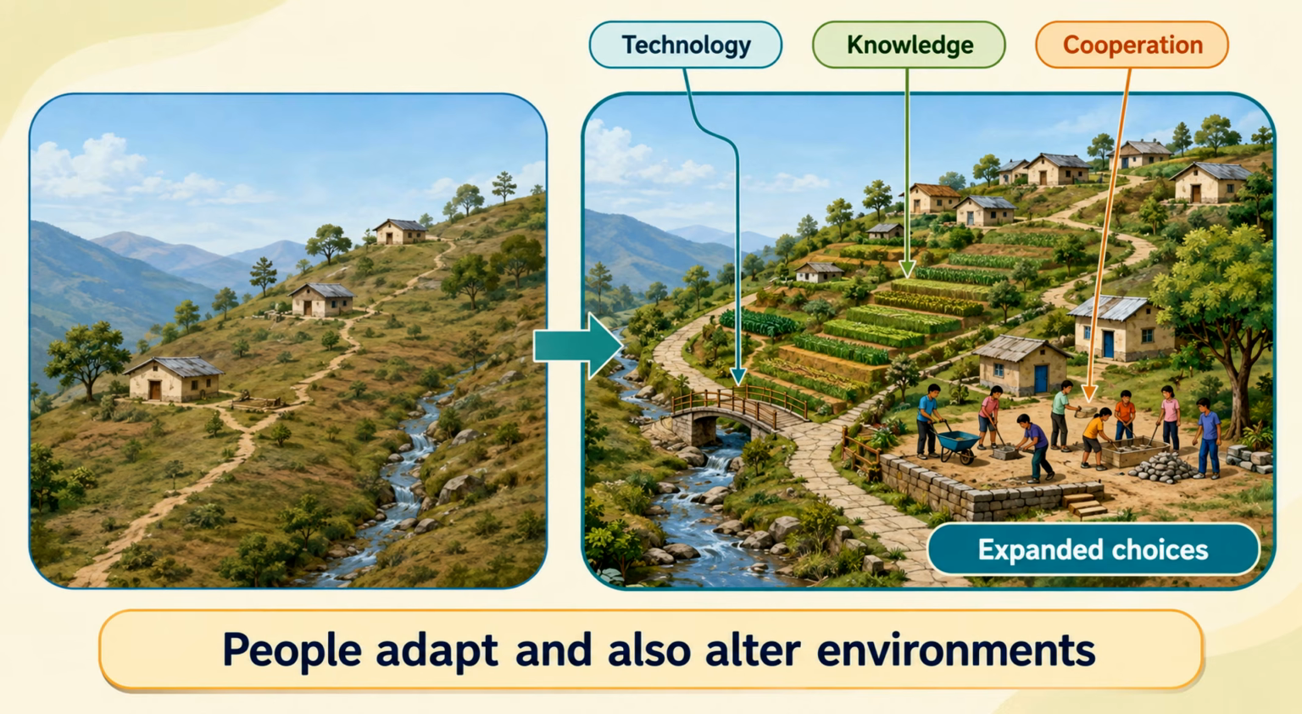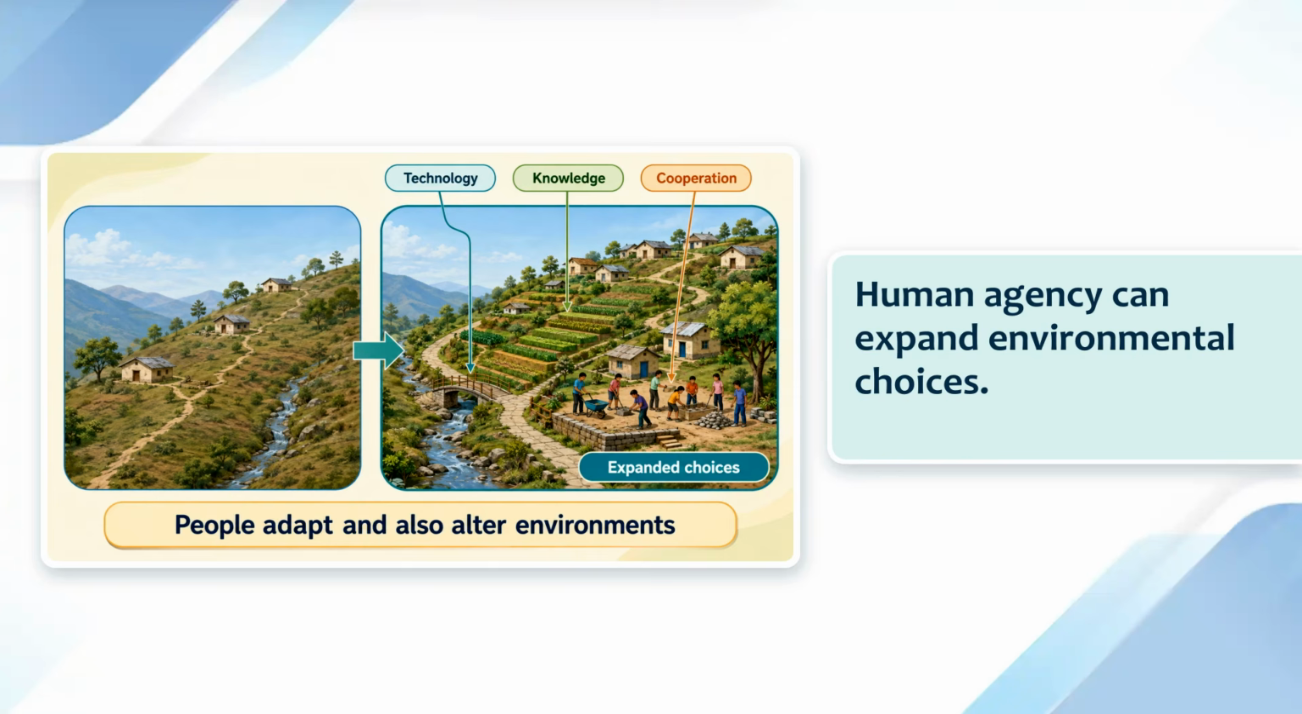Compare the same setting before and after. In the second panel, technology improves a connection, knowledge helps arrange land use, and cooperation supports shared action. Together, these can expand the choices available in a place. This corrects another misconception. People do adapt to environments, but they can also alter how environments are used rather than only accepting conditions unchanged. The second panel has more options than the first.